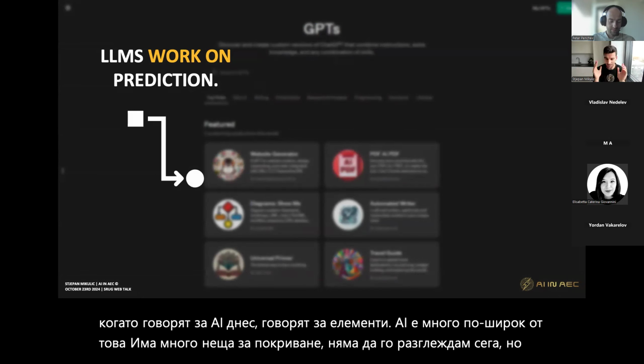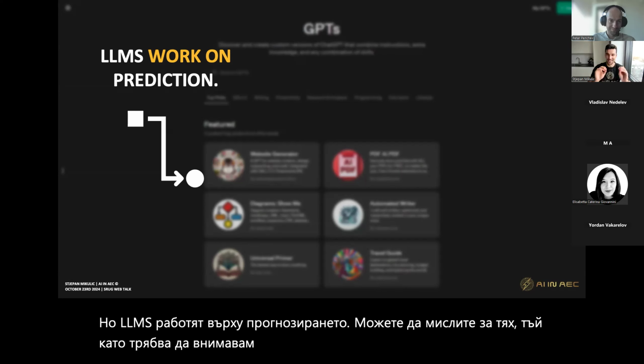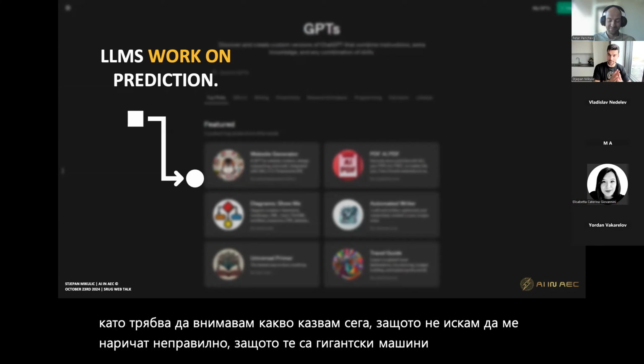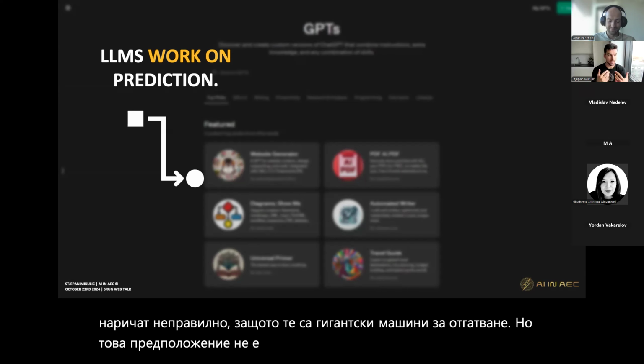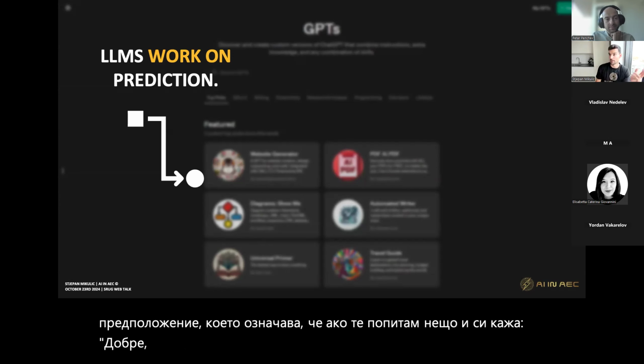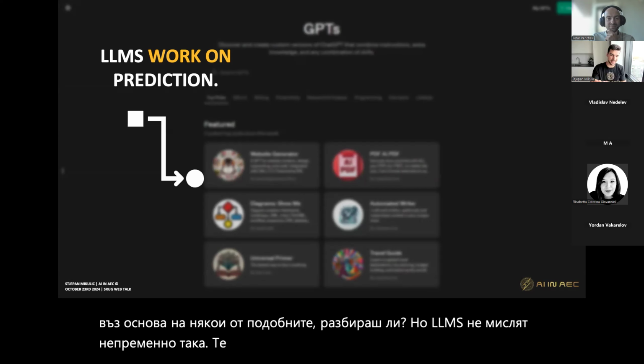But LLMs work on prediction. You can think of them as, I need to be careful what I say now, because I don't want to be called incorrect, giant guessing machines. But this isn't guessing as human guessing. If I asked you, what's the capital of Kazakhstan, you would guess based on what you know, but LLMs don't think like that necessarily. They think of the most probabilistic answer, and they're going to give you that.